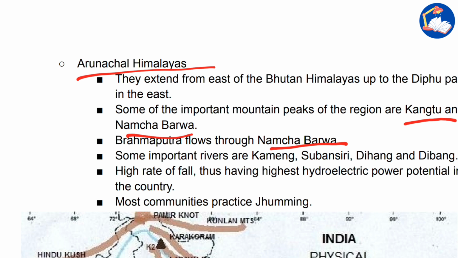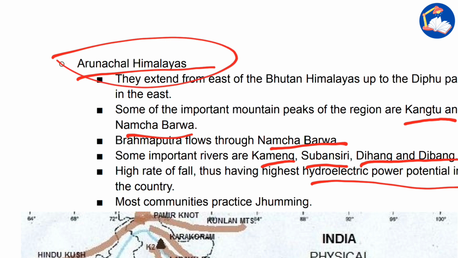The Brahmaputra river. Some important rivers are Kameng, Subansiri, Dihang and Dibang. With a high rate of fall, the region has the highest hydroelectric power potential in the country. Most communities practice jhum or shifting cultivation.